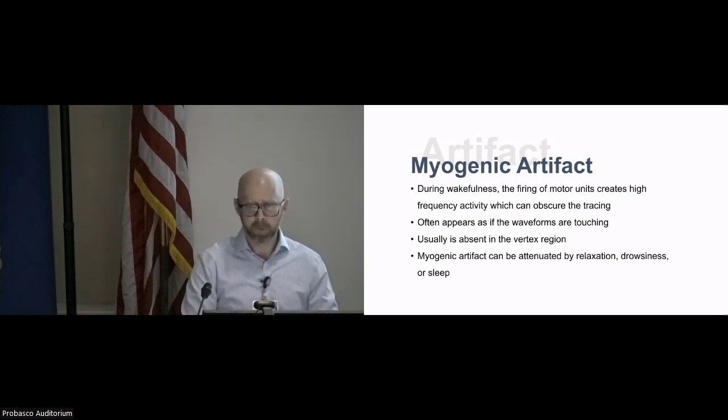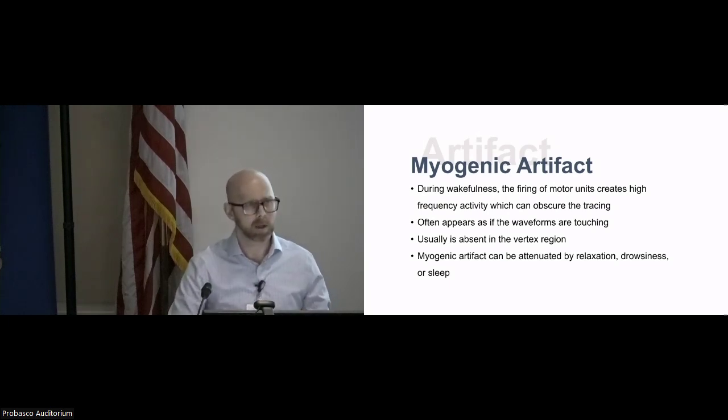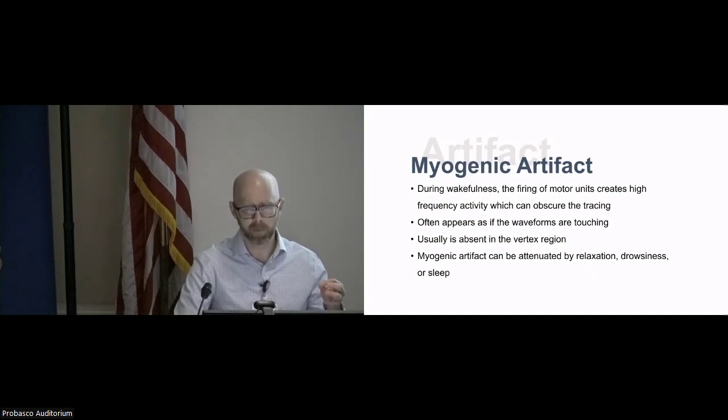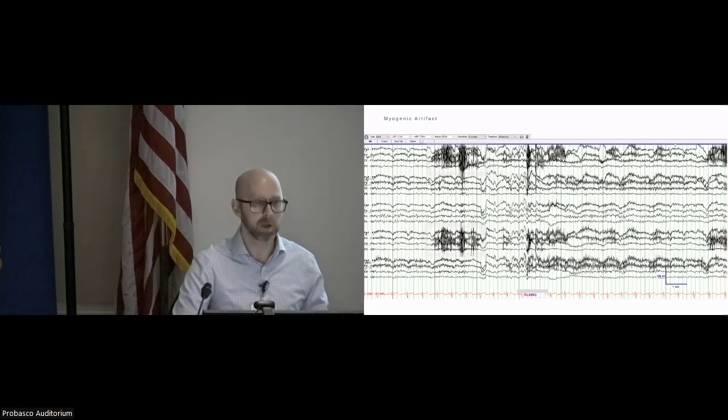So that's a really common source of artifact: the eye, the tongue, and then the muscles. You see myogenic artifacts all the time. When you use your muscles, it generates a lot of electrical activity, electrical fields. And they typically look like these dark black, if you read it in black and white, very high frequency waveforms on the EEG.